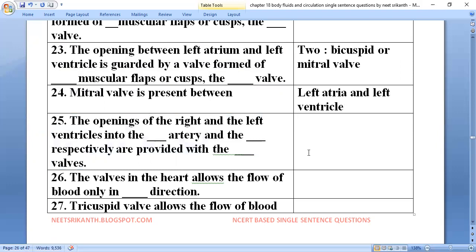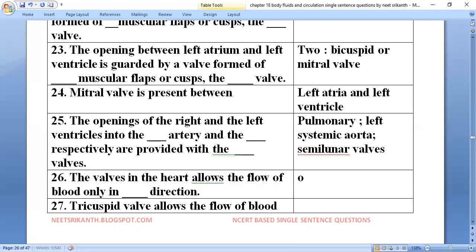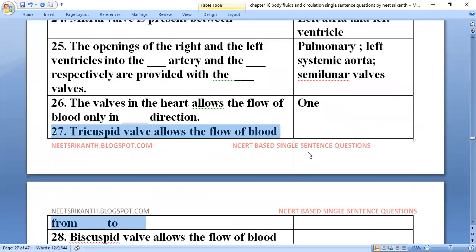The openings of the right and left ventricles into the pulmonary artery and the left systemic aorta respectively are provided with semilunar valves. The valves in the heart allow the flow of blood only in one direction.